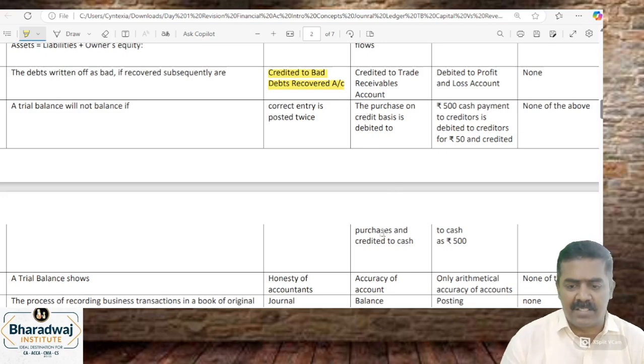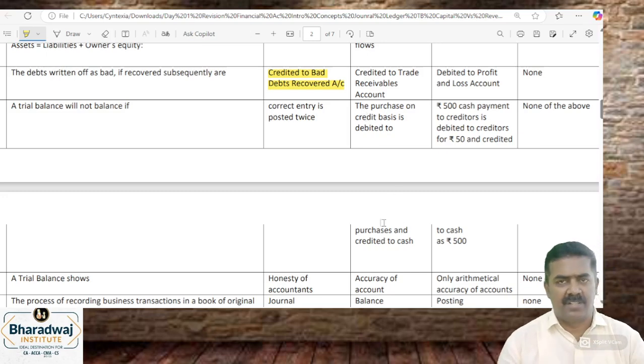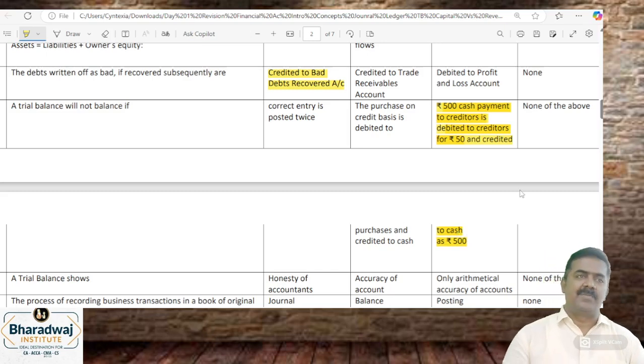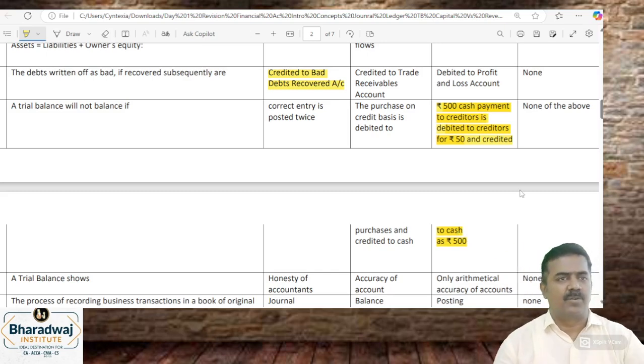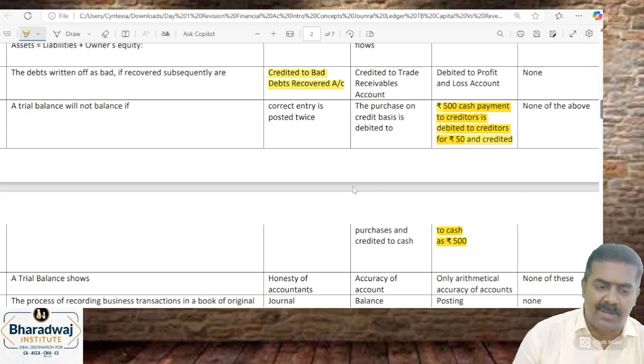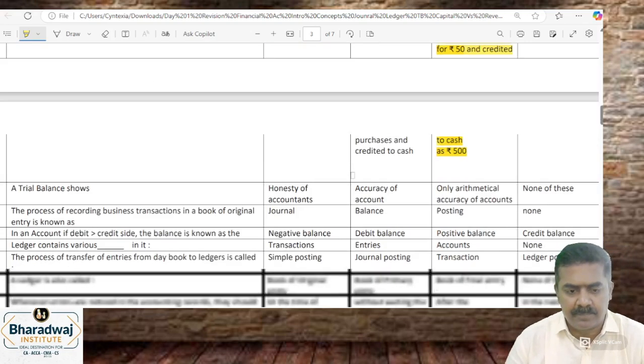Purchase on credit basis is debited to purchase account and credited to cash. Anyhow, the journal entry passing is over. This is the problem. Cash payment debited to creditors as how much? 50. Credited to cash as how much? 500. When one amount is recorded in debit and the same amount in credit, trial balance matches. If a different amount goes in debit and a different amount in credit, trial balance will not tally.